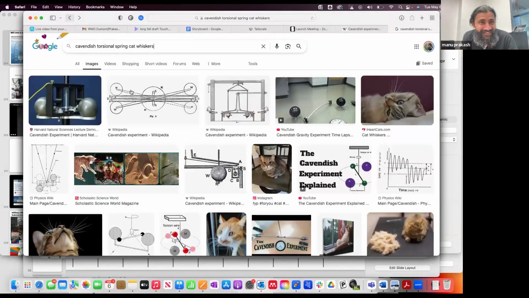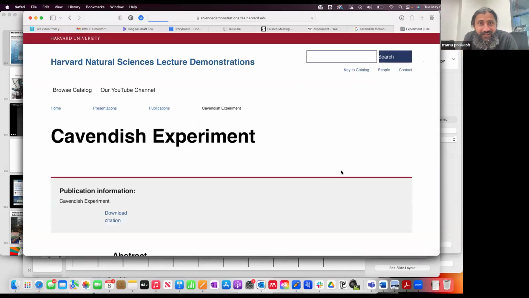No, now these are cat toys. Let's look at this.